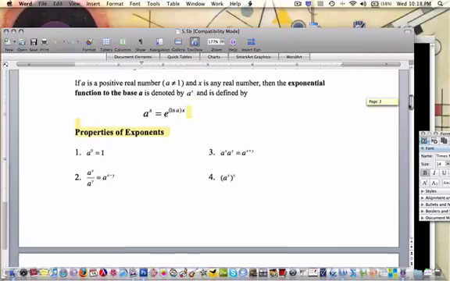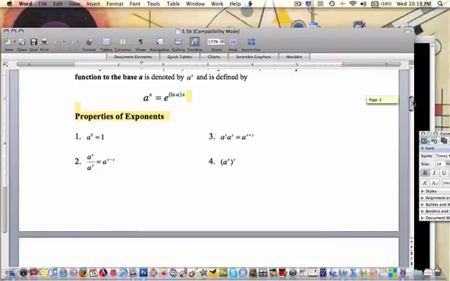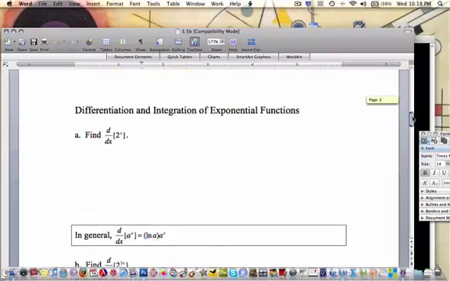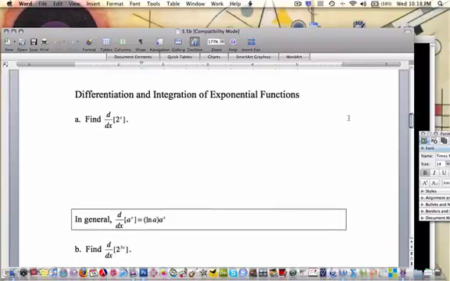And then we've got the properties of exponents that you've hopefully are familiar with. You can kind of review those if you need to. And let's start the problems. Okay, so let's finally answer that question. How do we differentiate 2 to the x with respect to x?